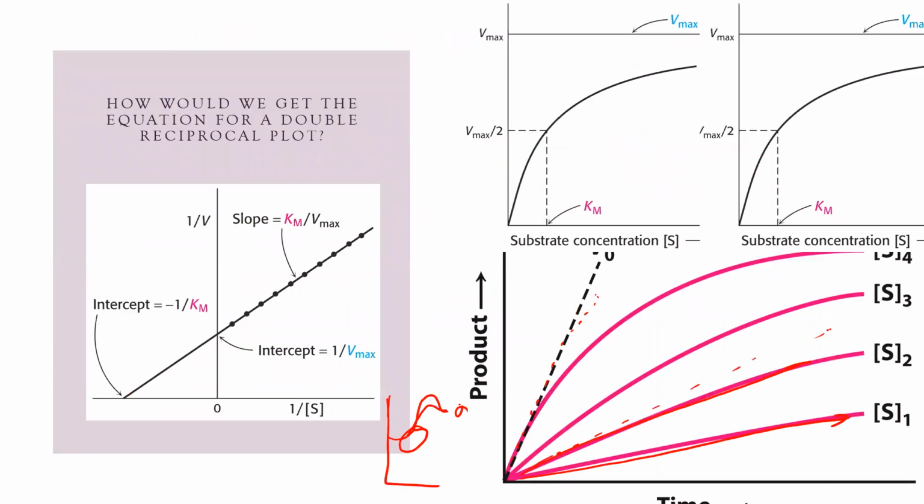So here's a good illustration of Km, much better than mine. Here's a good illustration of the Lineweaver-Burk plot. Okay. Any questions about that? Okay.